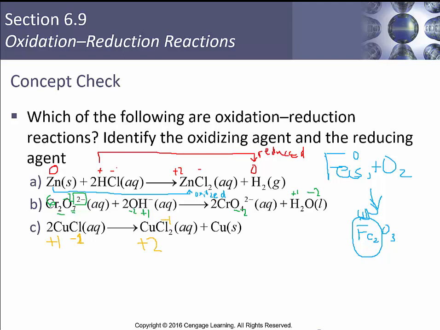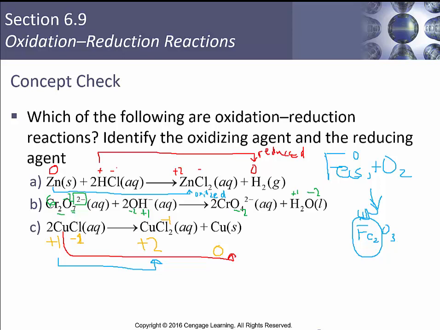So if we're looking at what is getting oxidized, well, our copper is getting oxidized and it's getting reduced. This copper is getting oxidized, and then one of these other 2 coppers is getting reduced. It's going from +1 to 0. So that means the electrons are transferring from one of the coppers to the other coppers.